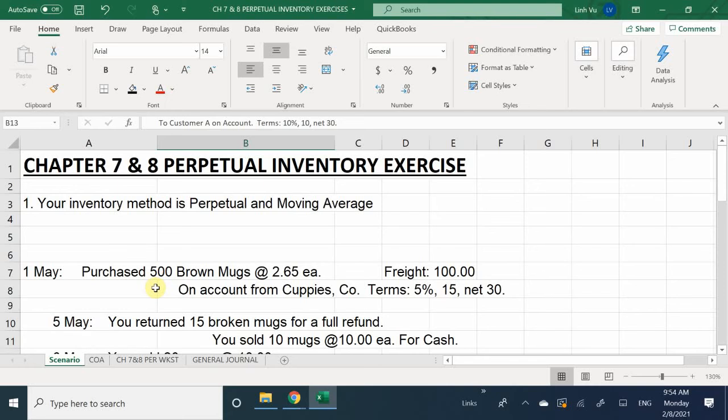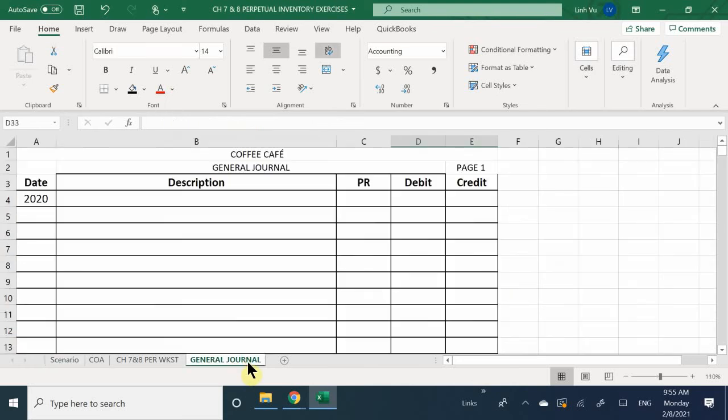Here I want you to go to your general journal first before going to the inventory worksheet. Oftentimes a lot of students go straight to the inventory worksheet and completely forget to journalize. So let's lay down the foundation of what just happened and then proceed to the inventory worksheet. We made a purchase of 500 brown mugs at $2.65 with a freight of $100.